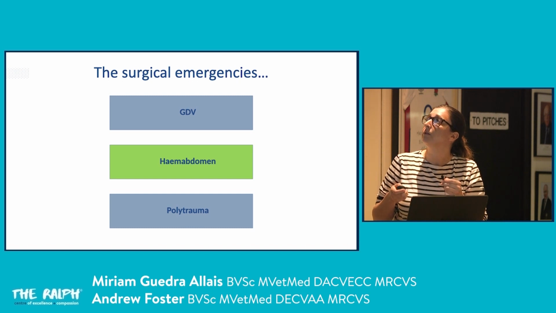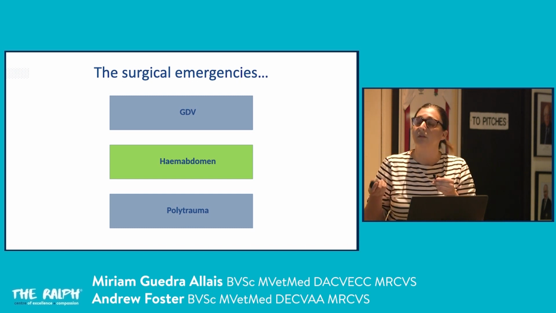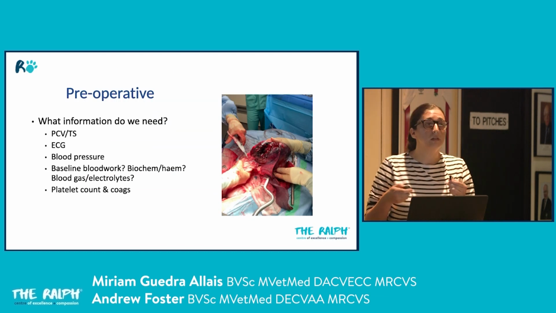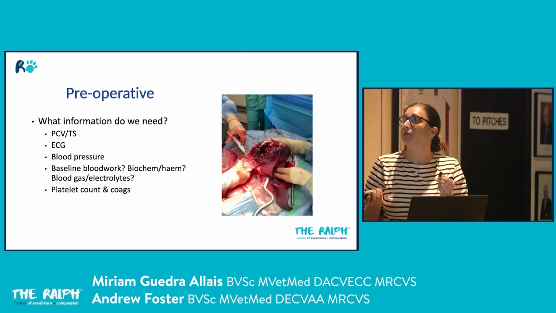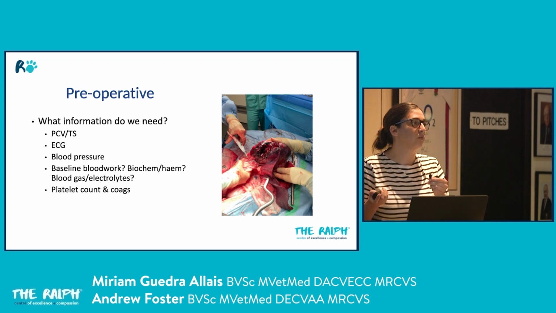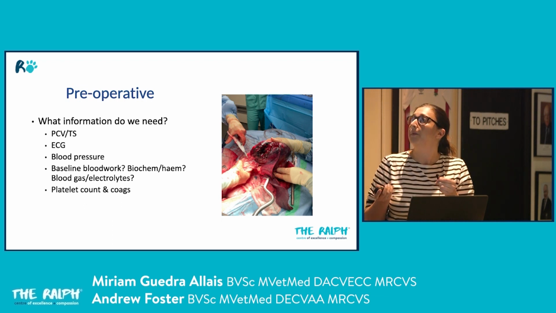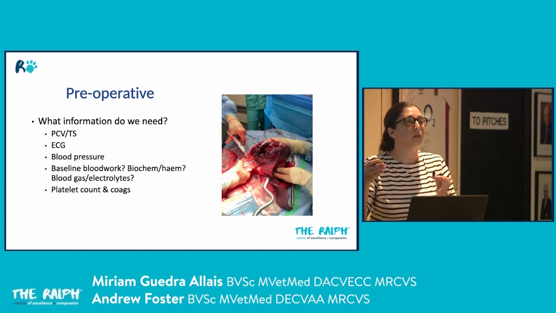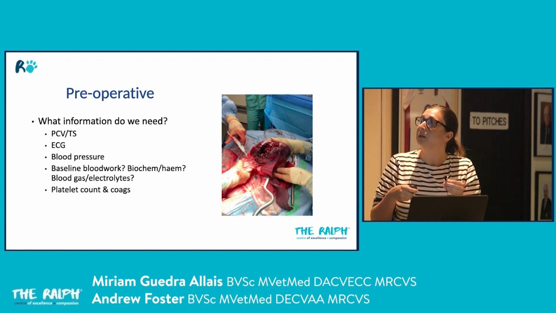And the next surgical emergency will be our good friend, the hemo-abdomen. So what information do I need? First of all, I would think a PCV and total solids will be pretty useful, to see is the patient still coping and his PCV is still pretty high, or is most of his blood actually in the abdominal cavity.